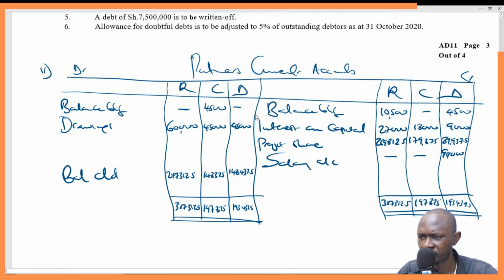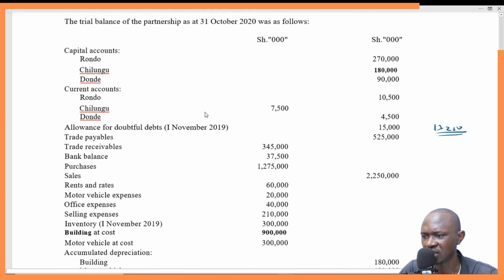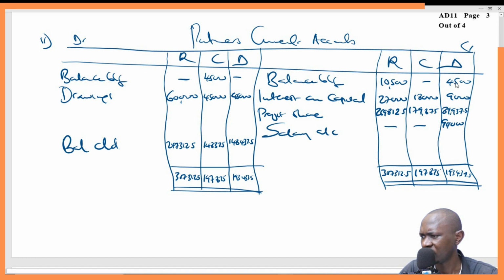So let's just check the whole of this partner's current accounts. Balance brought forward, 10,54575. Let's just look at it. If it doesn't agree, then we can move to something else. Chilungu is 75. Now, notice again another mistake that we've done. Instead of 75, we had 45, and we are lucky because we are spotting these mistakes.